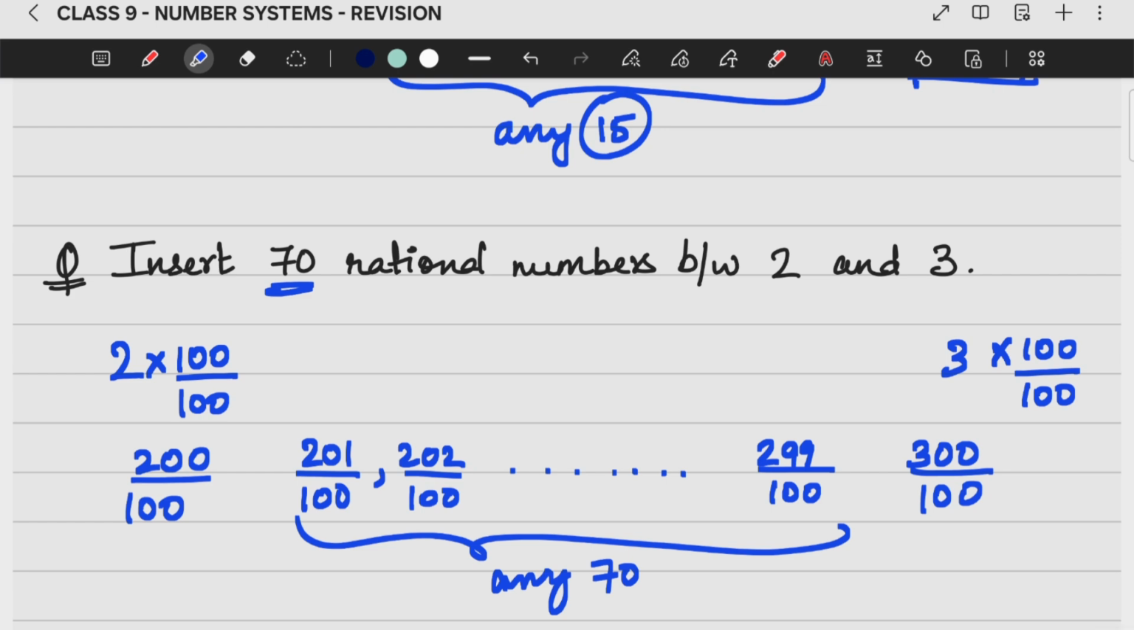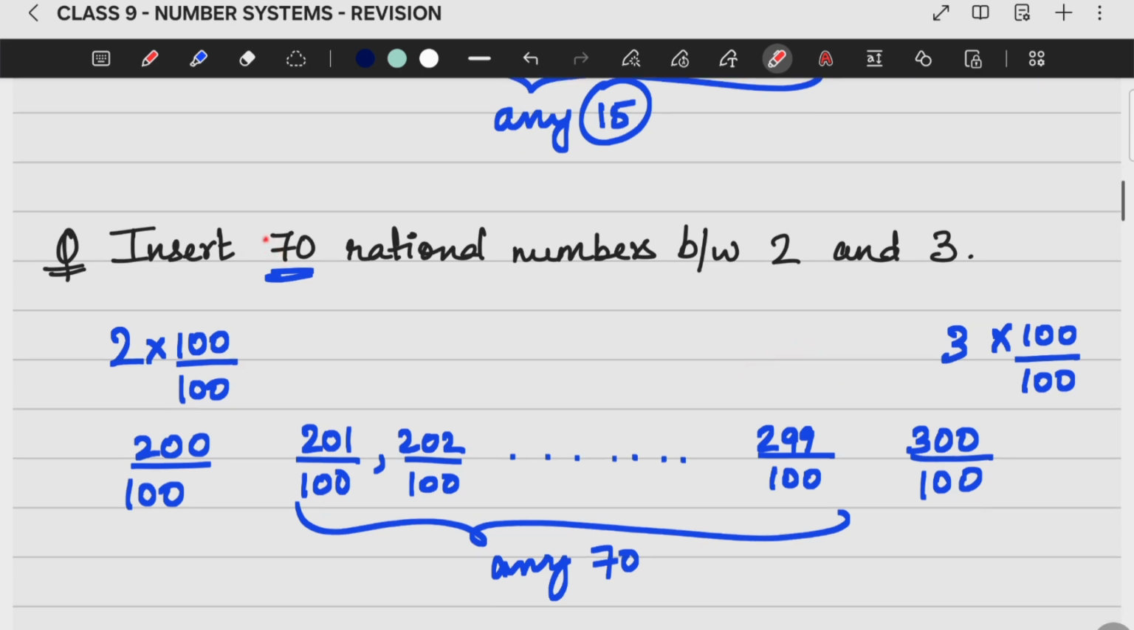So the main goal is to make the denominators of the starting and the ending term the same. And you have to create a range between the numerators that fits your question. So here between 200 and 300, there are nearly 99 numbers that you can write between these two. But you're asked only 70, so you have to choose a good range.